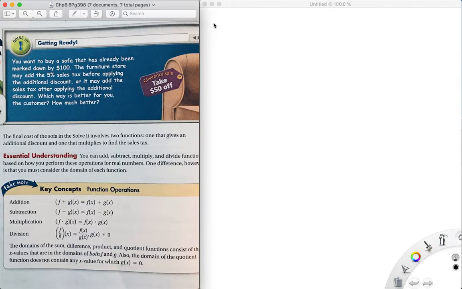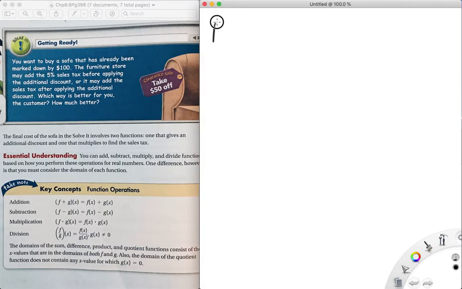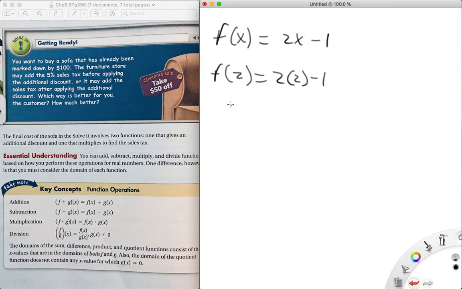For example, we have f of x, let's say equals 2x minus 1. What's f of 2? Wherever we see an x, we substitute with 2. f of 2 equals 3.